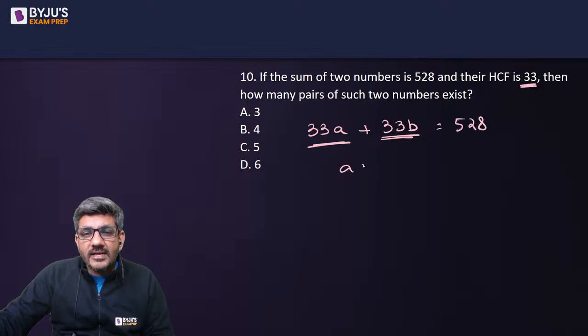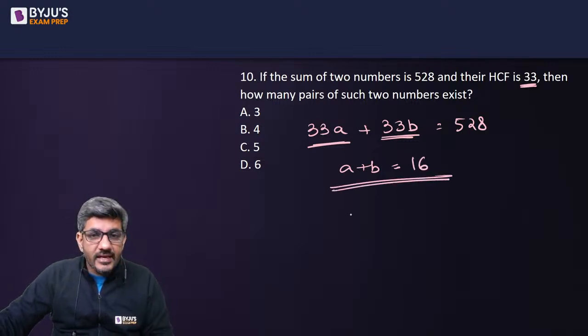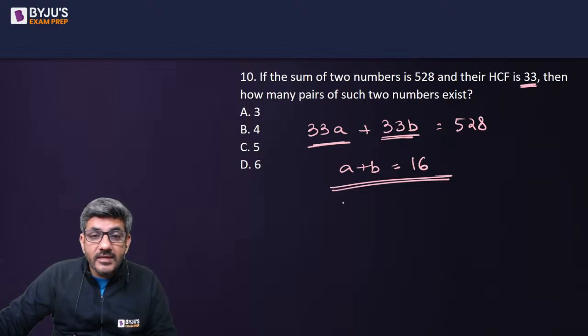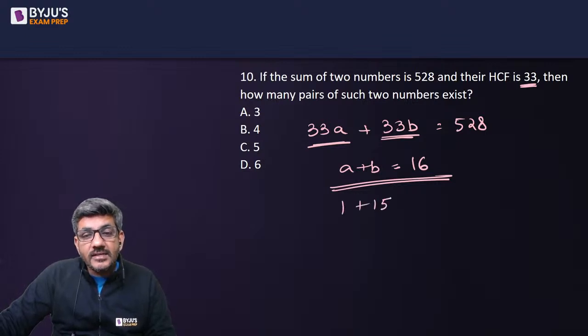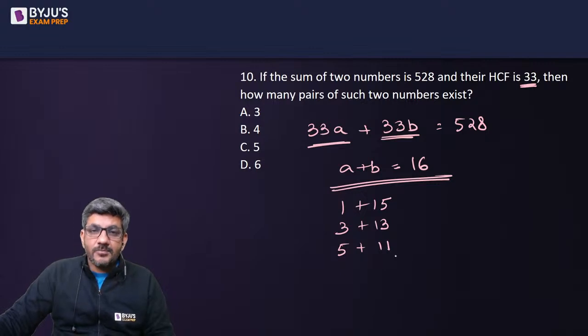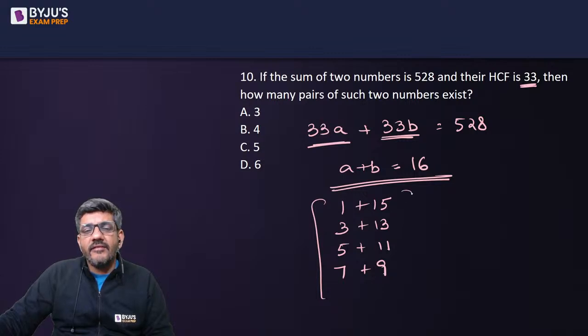So from that I can say that A plus B is 528 by 33, which is 16. Now A plus B is 16, and A and B should not have anything in common. So what are the possibilities? I can have 1 plus 15 as 16, 2 plus 14 won't work, 3 plus 13 as 16, 4 plus 12 won't work, 5 plus 11 as 16, 6 plus 10 won't work, 7 plus 9 as 16. These are the four pairs.